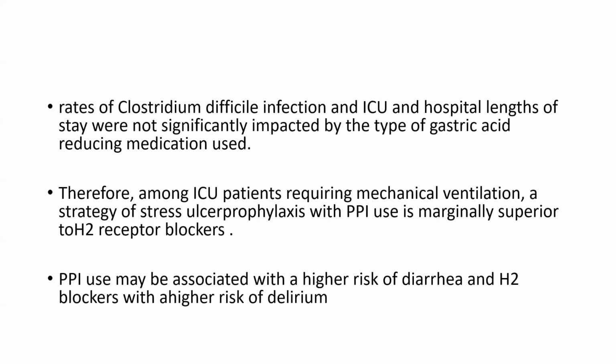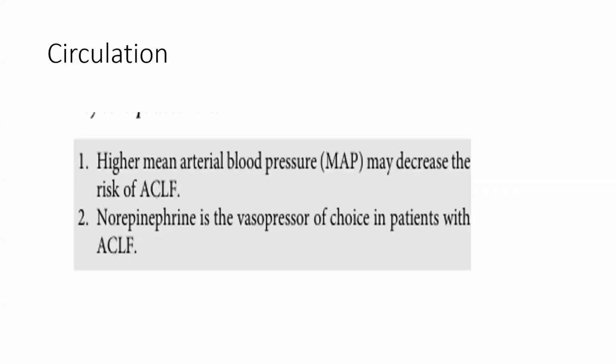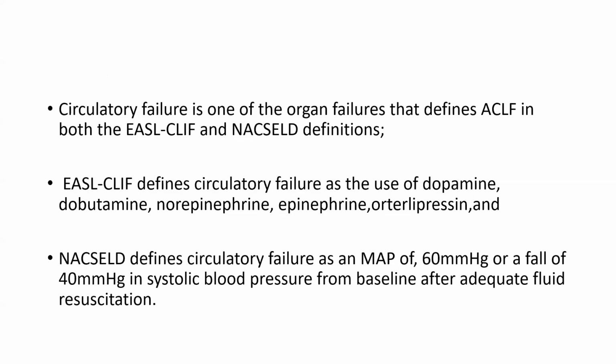So the next is the circulation. Higher mean arterial pressure may decrease the risk of ACLF, and norepinephrine is the vasopressor of choice in ACLF. Circulatory failure is one of the organ failures that defines ACLF in both the European and the American definition. The EASL-CLIF defines circulatory failure as the use of dopamine, norepinephrine, epinephrine, or terlipressin.